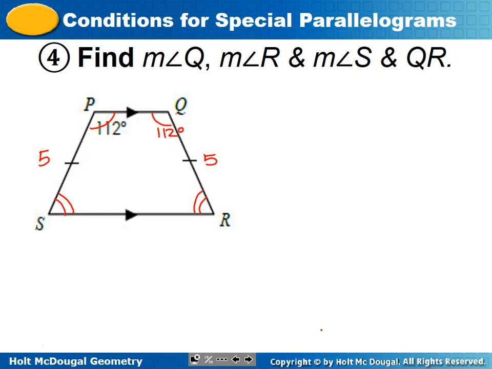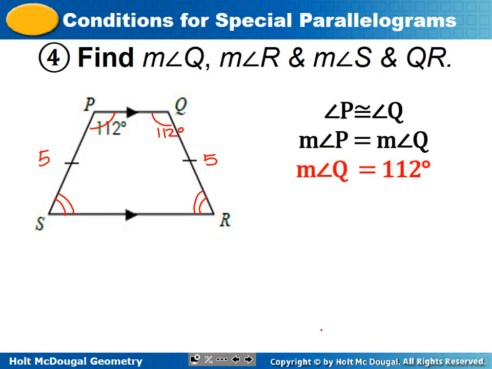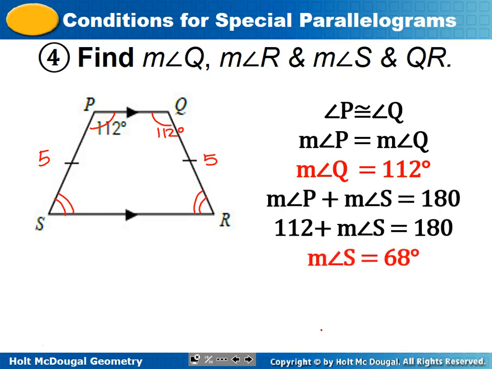Well, you should know here that P and S are supplementary because they're at the ends of a leg. So I can subtract 112 from 180 and get 68 degrees for S. And recall that S and R are congruent as well. So R is also 68 degrees.